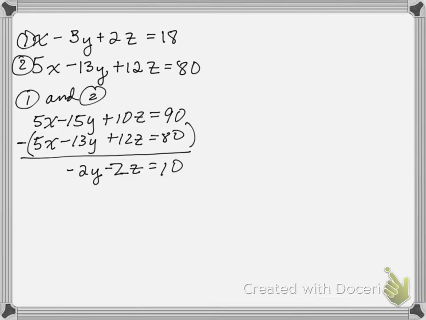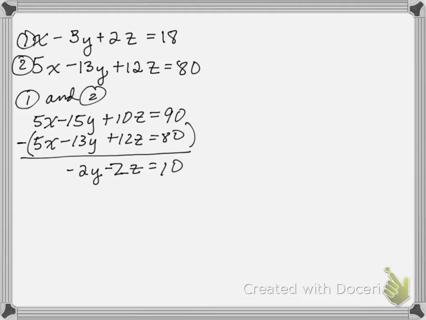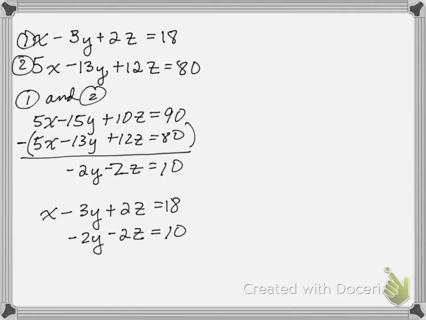So the equivalent system that I could now write is I could actually use this with either of these 2 equations and write what would be called an equivalent system. So the equivalent system would be x minus 3y plus 2z is equal to 18. I'll take the first equation, and then I'll take this equation that I got through the combination there, and now I'll solve that system.